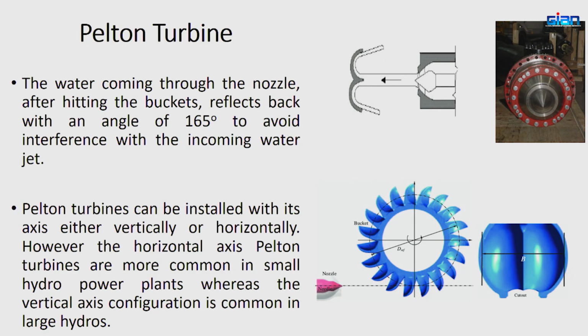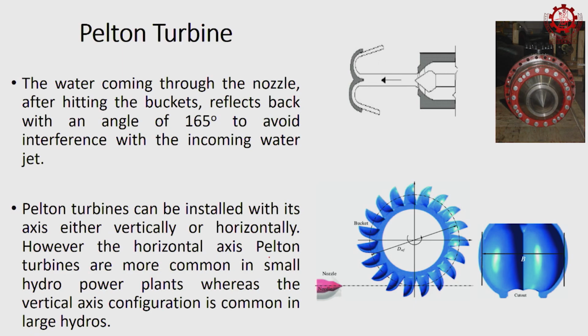Here you can see the water coming through the nozzle, after hitting the buckets, reflects back with an angle of 165 degrees to avoid interference with the incoming water jet. So, water comes here and goes out with 165 degrees deflection, without hitting the incoming water jet. You can see about 93% of the energy is imparted, and the balance goes with the outgoing water. Pelton turbines can be installed with the axis either vertically or horizontally.